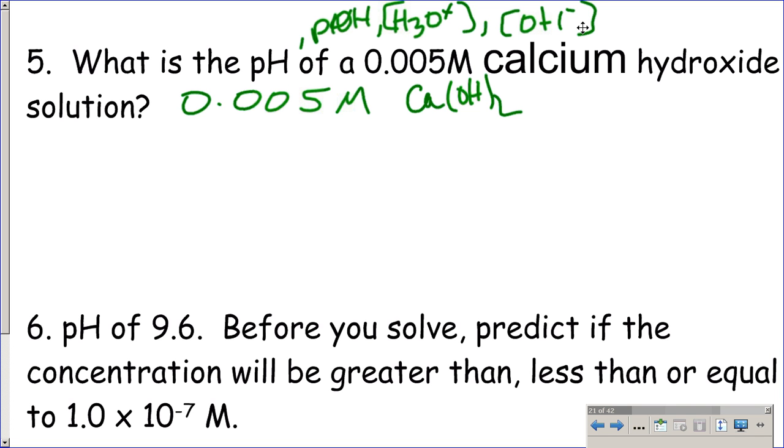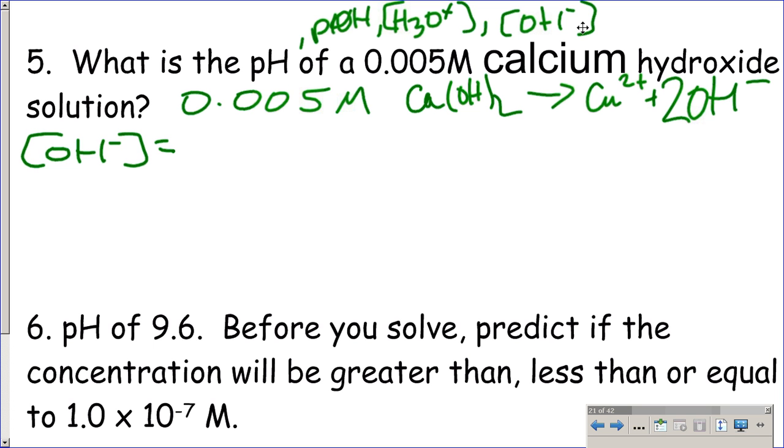Okay, because it's a strong base. Strong bases make 100% products, meaning calcium 2+ and 2 hydroxides. So doubling the hydroxides does what to concentration? Doubles the concentration of hydroxide, right? So I kind of see that up front. I'm like, oh, okay, so really my hydroxide concentration is not that, but what?